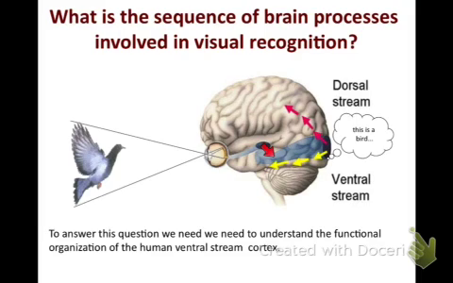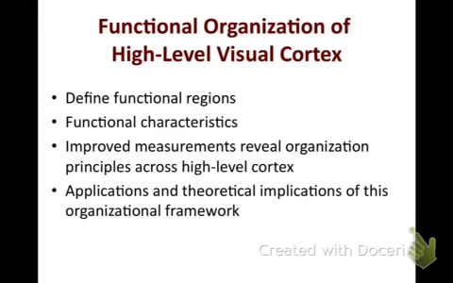Much of our research is concerned with understanding the structure and function of these high-level visual areas that are involved in visual recognition. So what's the plan? First, we're going to define these high-level visual areas and describe some of their functional characteristics, and then I'll describe some recent results from our lab in which we improved our measurements using high-resolution fMRI, and we revealed the basic organizational principles of this cortical expanse that have important applications and theoretical implications.